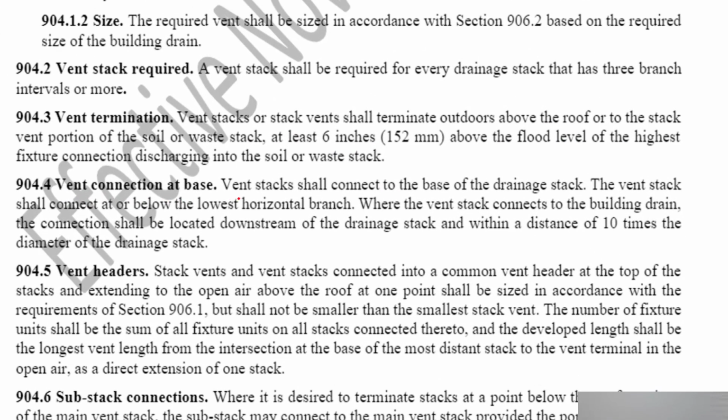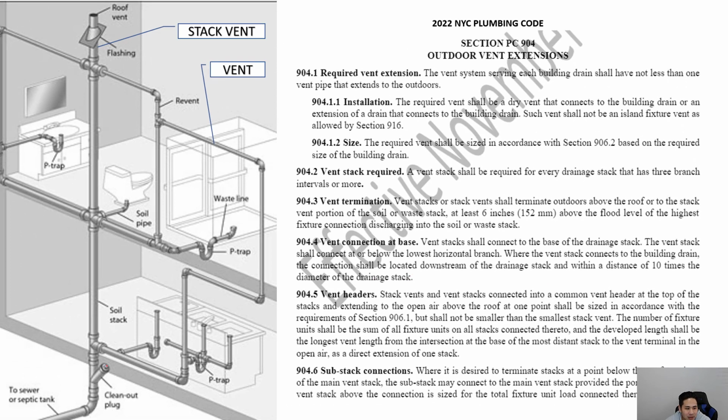Vent connection at base. Vent stacks shall connect to the base of the drainage stack. The vent stack shall connect at or below the lowest horizontal branch. Where the vent stack connects to the building drain, the connection shall be located downstream of the drainage stack and within a distance of 10 times the diameter of the drainage stack. So that means if the vent stack is connected to the building drain down here, it has to be connected somewhere around here and go straight up through the building and maybe combine here to the waste pipe and go straight through the roof here.